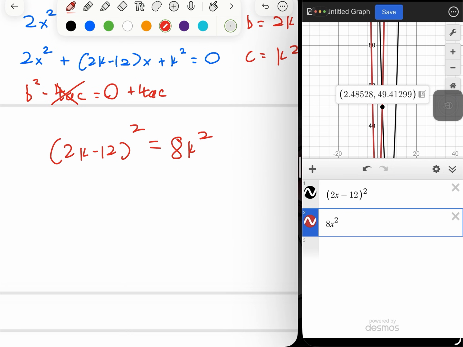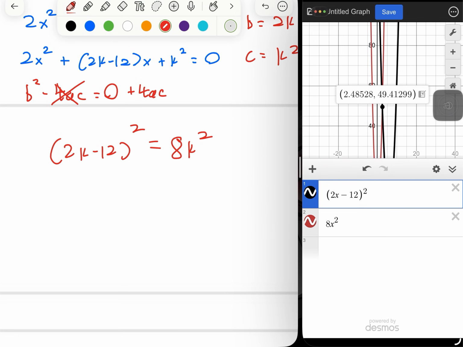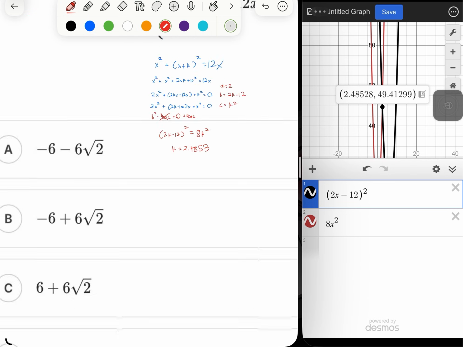Now you might be wondering, well, do you put 2.4, like do you put the x coordinate or the y coordinate? Well, think about it, right? This k here is equivalent to the x here, right? So we look at the x coordinate. In this case, that's 2.4853, right? I'm just gonna round it to that.